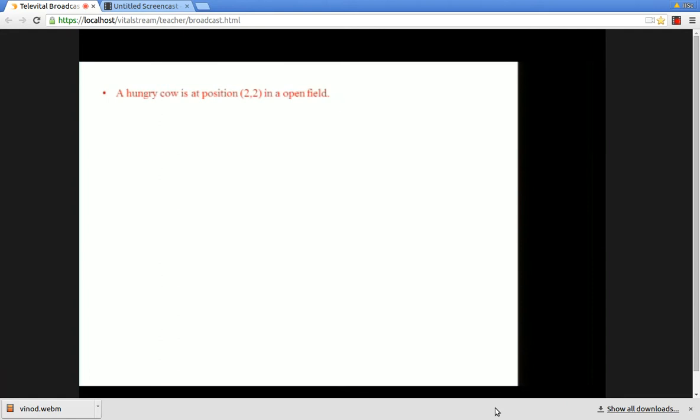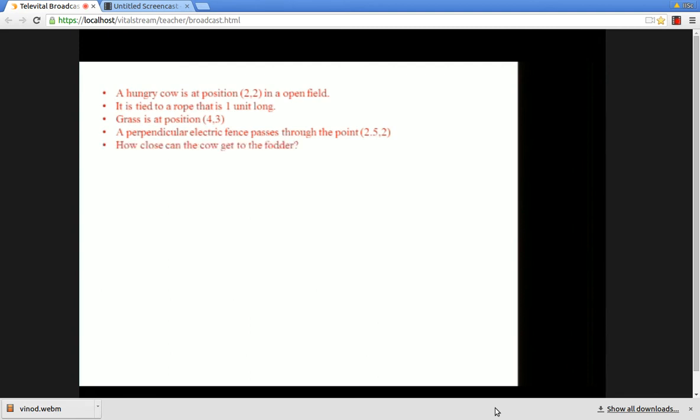in your x-axis and y-axis. It's like a two-dimensional cow, let's say, and it's in a position 2, in an open field, and the cow is tied to a rope which is 1 meter long or 1 unit long, whatever unit you want to consider, right? And there is some grass at position 4, 3 on the field, and now the cow wants to get, okay, there's some more. There's a perpendicular electric fence that passes through some point 2.5, 2 in this case, and now the goal of the cow is to get to the grass, but then it probably cannot get to the grass itself. But then the question is, how close can it get to the grass?